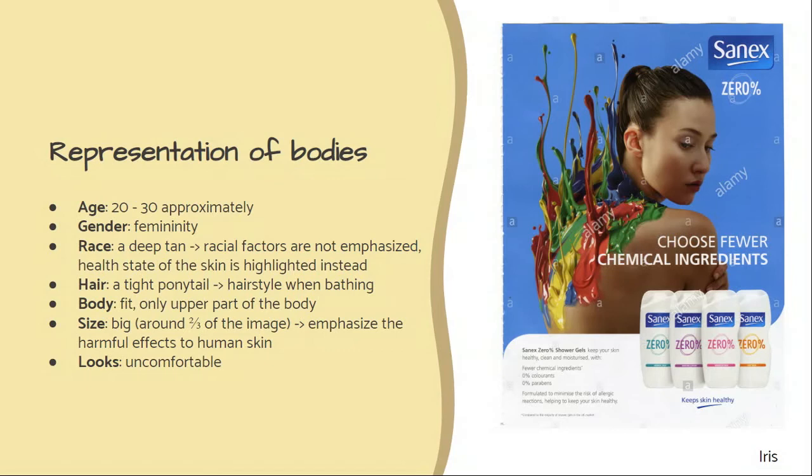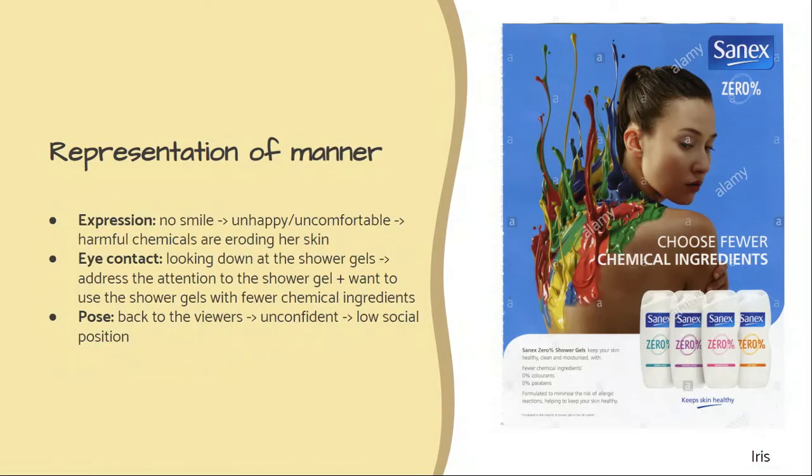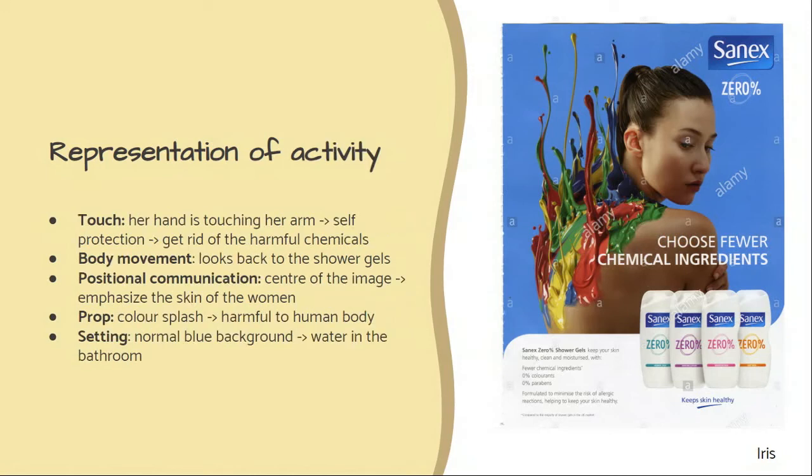On the aspect of representation of manner, her expression is uncomfortable as the harmful chemicals are eroding her skin. For the eye contact, she looks down at the shower gels to address our attention to the shower gels. With her back to the viewers, it shows a lack of confidence and associates with low social position. From the perspective of activity, her left hand is touching her right arm to show a state of self-protection. Her body movement is to look back at the shower gels as if they are the panacea to improve her skin. Her position at the center emphasizes the importance of the skin of women.